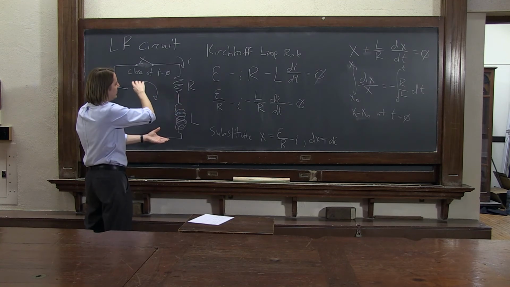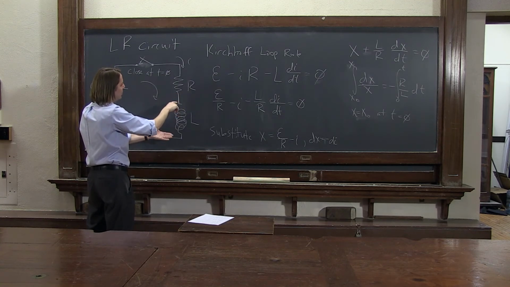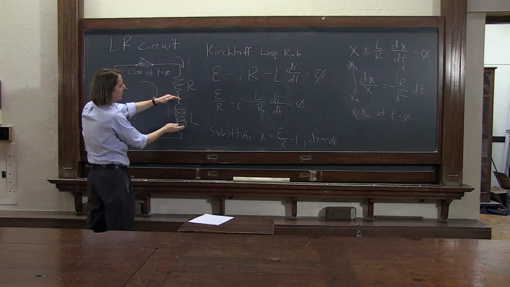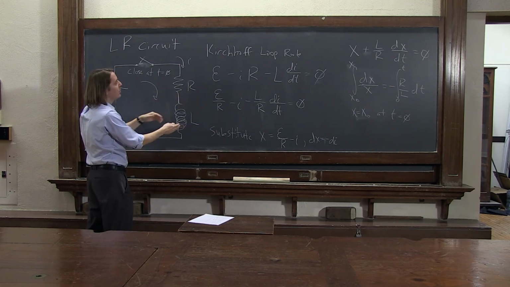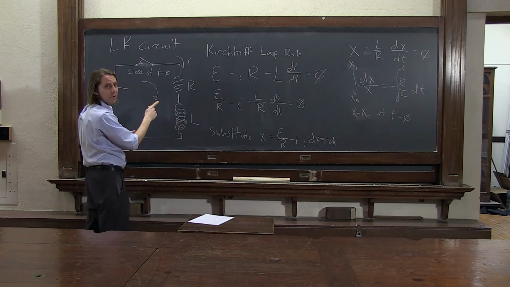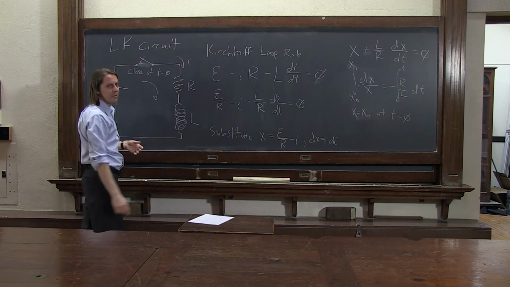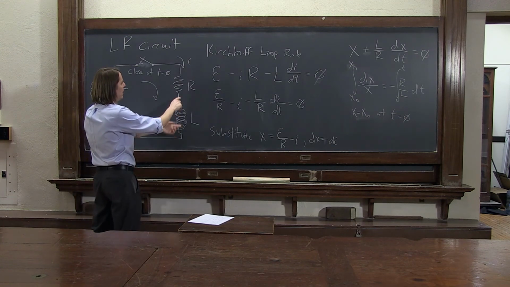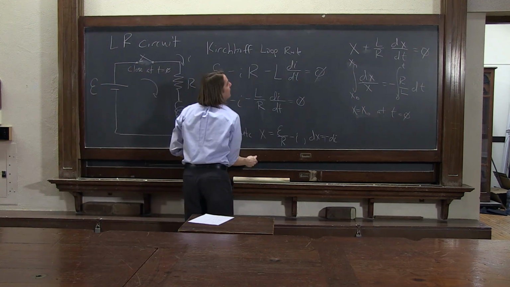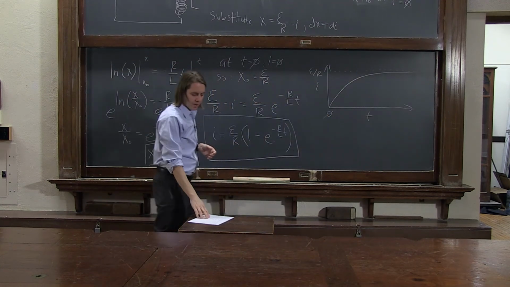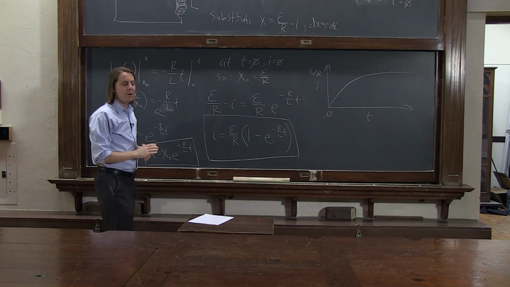And then, as the current builds, you start to get some of your drop here, and you start to build up a magnetic field here, and it slows down, doesn't change as much. When you reach steady state, you have a constant current, constant magnetic field, no back EMF, and then all your drop is here. So your potential drop starts here, and it transitions to here, following this equation. So that's the basic behavior of the LR circuit.